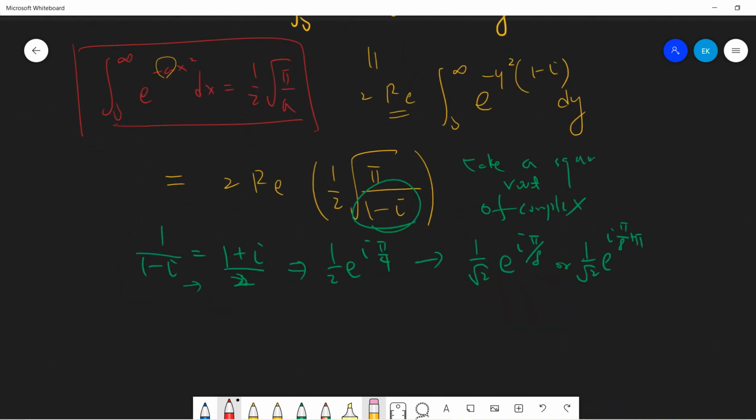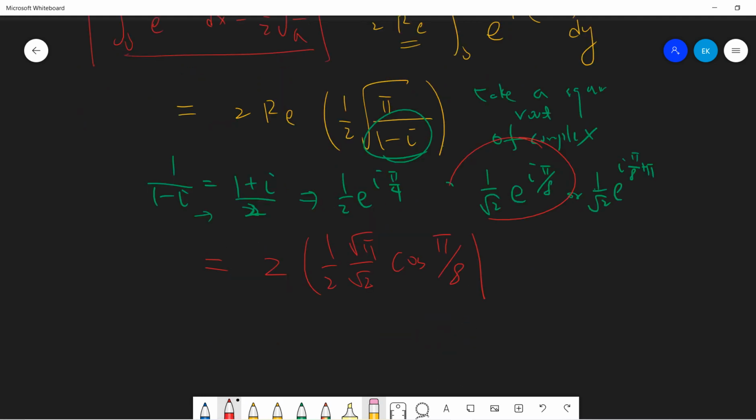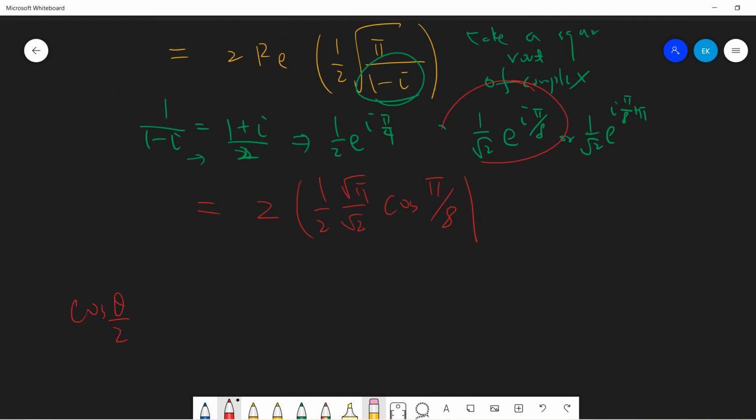Once I know this, I'm okay to choose this one. So the answer will be 2 times a half times the square root of 2 times square root of pi, times exponential i pi divided by 8. You just take the real part of this, so the answer will be cosine pi divided by 8. And we have a formula that says cosine of theta divided by 2 is equal to plus or minus the square root of (1 plus cosine theta) divided by 2.